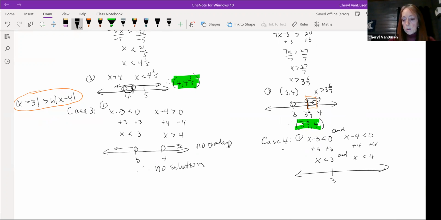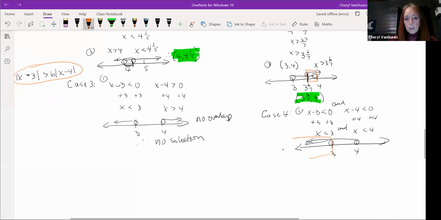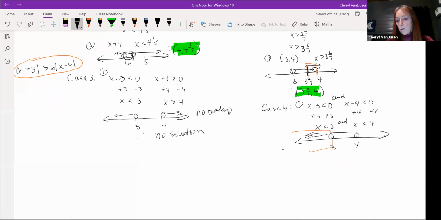Again, do our nice little number line. x is less than 3 looks like that. x is less than 4 looks like that. Therefore, our overlap is from 3 down. So in terms of interval notation, it's minus infinity to 3. Or we kind of can interchange x is less than 3. It doesn't really matter. We're going to write our final answers in interval notation.